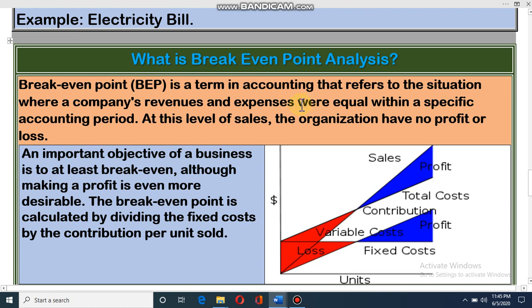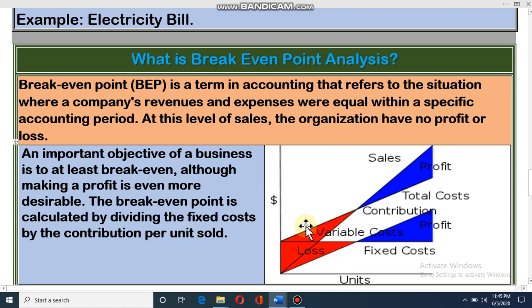Dear student, most companies at the beginning would like to cover the break-even point only. At this level of sales, the organization has no profit or loss. An important objective of business is to at least break even, although making a profit is even more desirable. But if they can cover the break even at the beginning of business, that means they can earn profit in future. The break even point is calculated by dividing fixed cost by the contribution per unit. Dear student, inshallah, in next class we will discuss how you can find out the contribution.